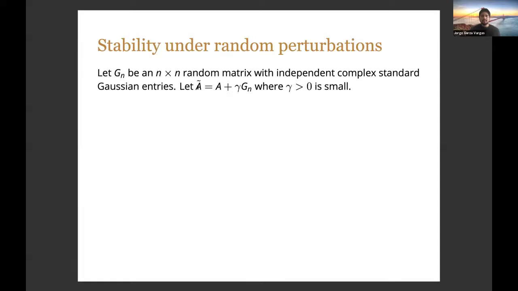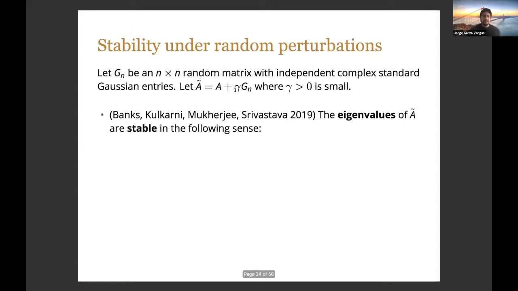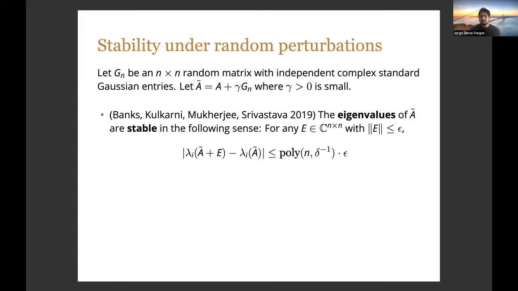A tilde is a random perturbation of A, where you're adding Gaussians to the entries of A with tiny variance. Banks, Kulkarni, Mukherjee, and Srivastava in 2018 showed that the eigenvalues of A tilde are stable in the following precise sense. For any small matrix E with norm less or equal to epsilon, the eigenvalues of A tilde plus E get displaced from those of A tilde by at most this quantity. It's a multiple of epsilon, and the multiple has a polynomial dependence on n and delta inverse.